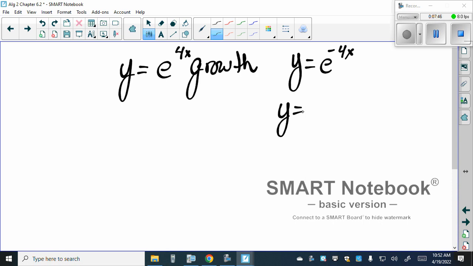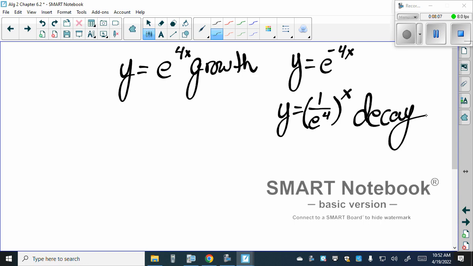So what I can say is, well, this is 1 over e to the 4th, and this whole thing is to the x. Well, 1 over e to the 4th, is that now less than 1? Well, yeah, so the denominator is bigger, so this is going to be decay. So it's almost a little bit easier than exponential growth and decay when we didn't have a base of e.